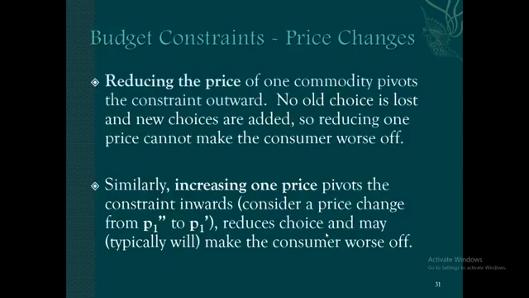Okay. And reducing the price of one commodity pivots the constraint outward. So the old choice is lost and new choices are added. So reducing one price cannot make the consumer worse off in this situation. Similarly, increasing one price pivots the constraint inward. That is, consider a price change from P1 to P2, that is P1 dash double dash to P1 double one dash. So it reduces choice and will typically make the consumer worse off.